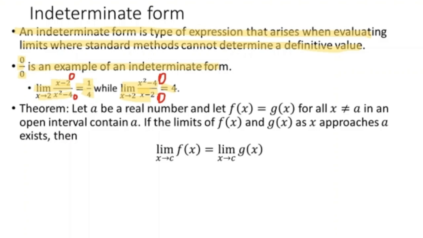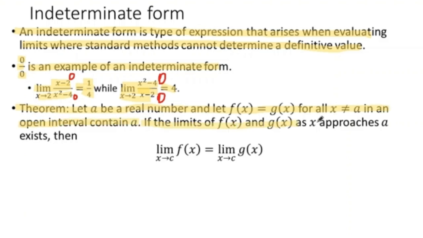But how can we still try to use the direct substitution method when we obtain a 0 over 0 or in the future other indeterminate forms? The following theorem is going to tell us that we can try to simplify or rewrite our function in such a way where direct substitution may be able to work. In this theorem, we're going to let a be a real number, and we're going to let f of x equal g of x for all x not equal to a in an open interval containing a.